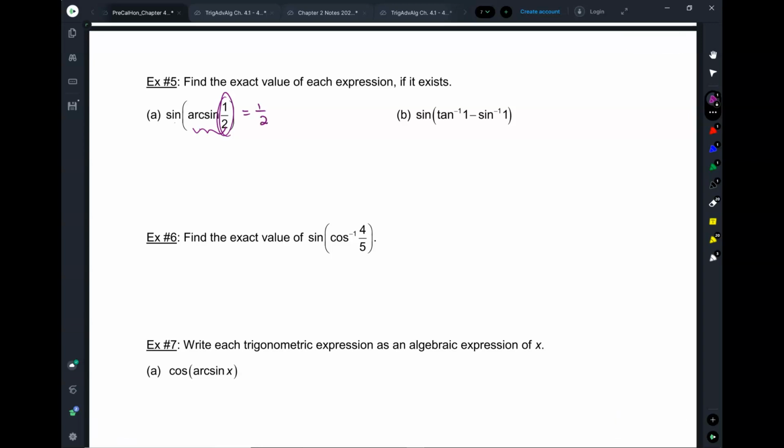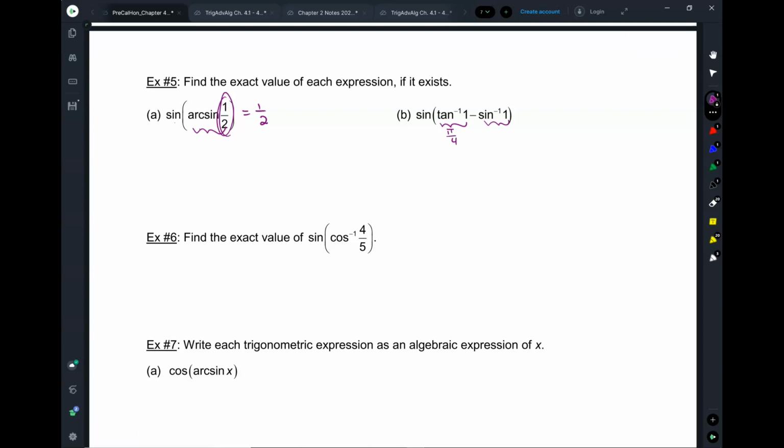Okay, here. All right. Start from the inside. What's inverse tangent of 1? Somebody raise your hand. Inverse tangent of 1. Pi over 4. All right. So now, inverse sine of 1. Somebody raise your hand. Inverse sine of 1.